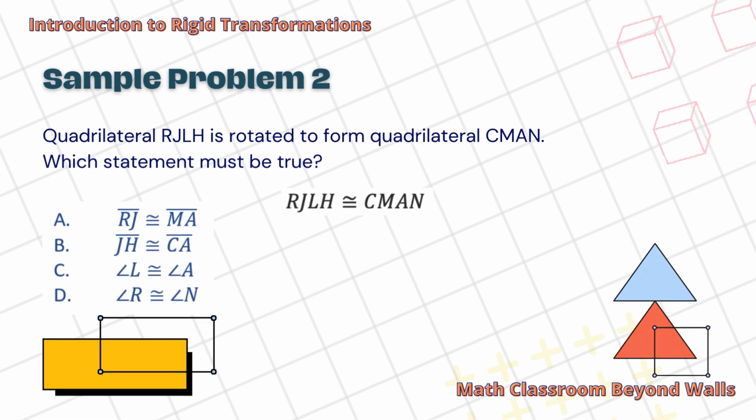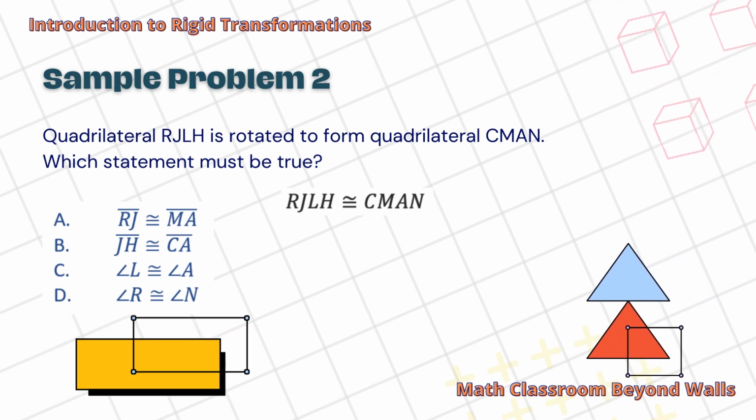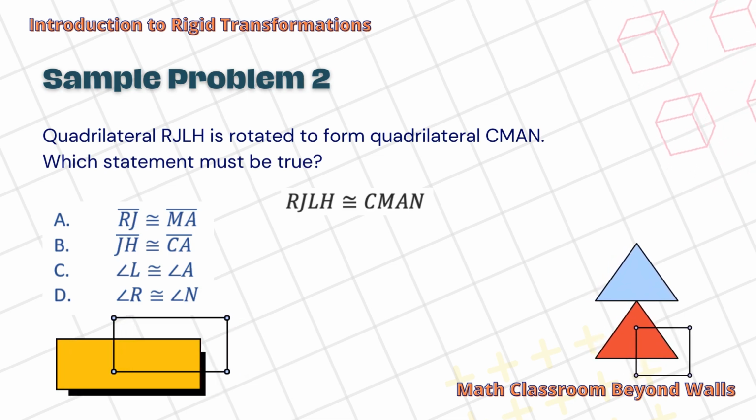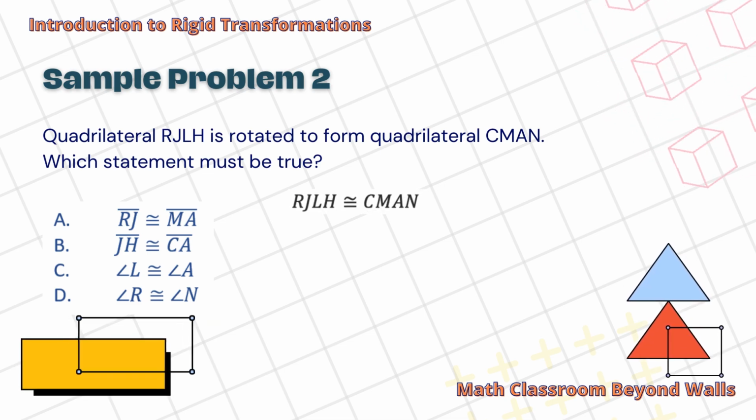From the congruent statement, we can identify corresponding parts that are congruent, right? Like the interior angle at vertex R corresponds to the interior angle at vertex C, J to M, and so on. Same thing with the sides. Side RJ corresponds to side CM, side JL to side MA, and so on. Let us examine the options and find the correct answer.